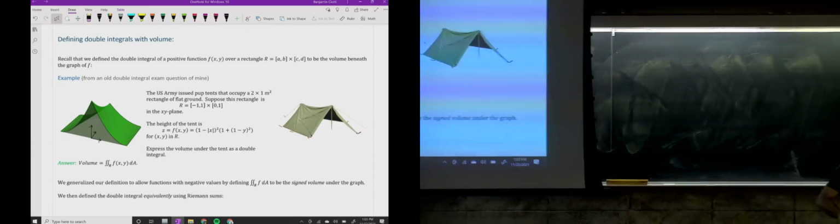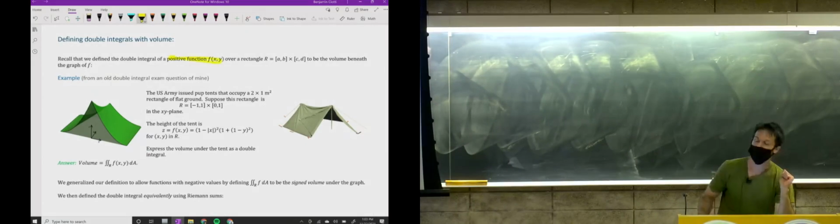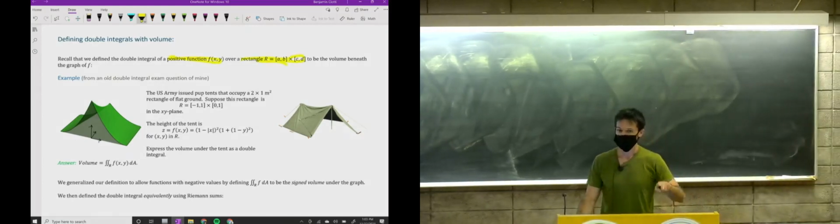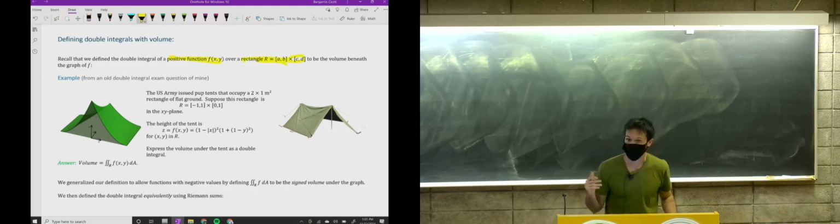So we started off by first considering functions that were positive and defined on a rectangle. Now, in section 5.2, the next section that we're going to cover, we're going to generalize to domains other than rectangles. For now, we're just talking about rectangles. So under these assumptions, we could define the double integral of f over R to be the volume beneath the graph of f. So for example, this is from an old exam question of mine.